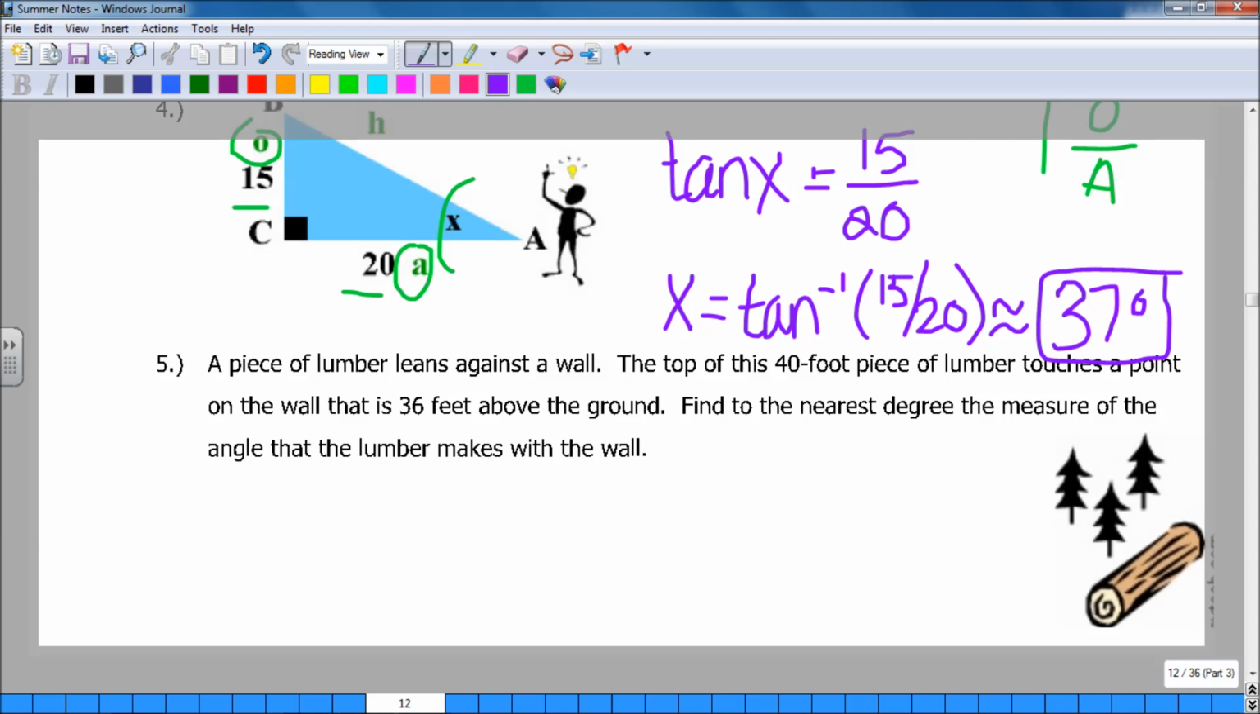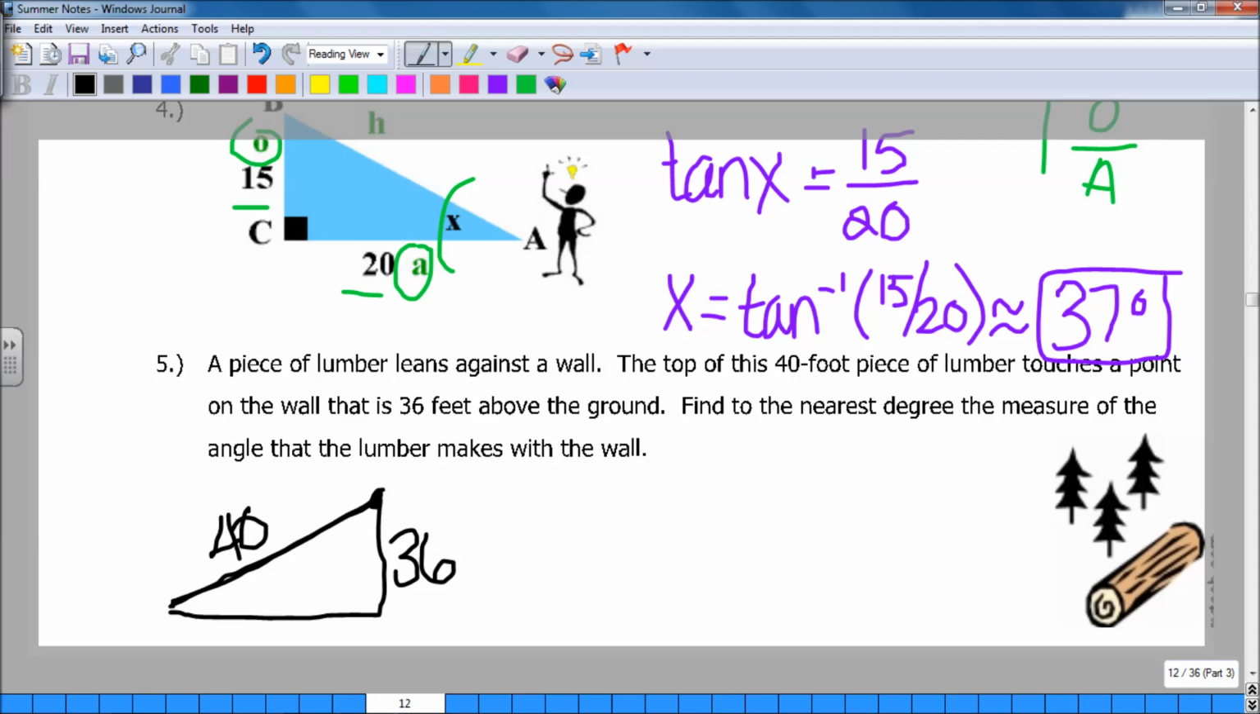We're going to read it and do exactly what it says. A piece of lumber leans against a wall. So here's my piece of lumber, here's my wall, and then I'm going to connect the last part of my triangle. The top of this 40-foot piece of lumber, so if this is my piece of lumber right here, then this is going to be labeled as 40, touches a point on the wall that is 36 feet above the ground. So this right here is 36 because it touches it all the way up here.